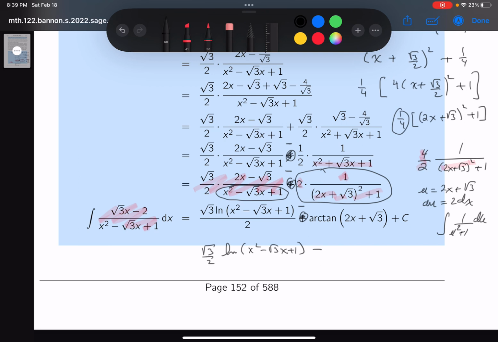And what's that going to be? Arctangent of the u, which is 2x plus root 3. All symbols of integration are removed. Just put the plus c down, and we're done.